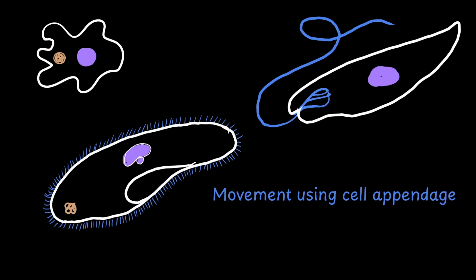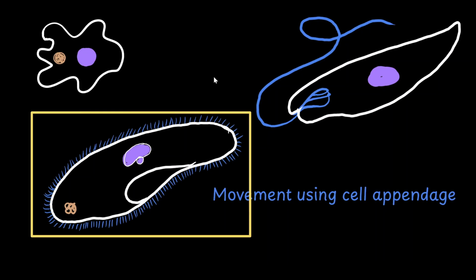We have been learning about movement in protozoans, specifically movements using appendages. In a previous video, we had seen how they move using flagella. In this video, we are going to be focusing on how protozoans use cilia for various purposes. Before we get into the video, I'll show you what we are talking about.